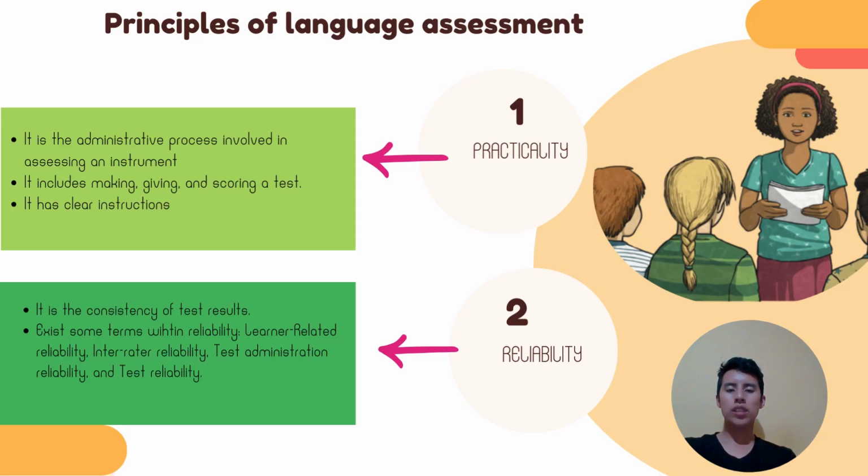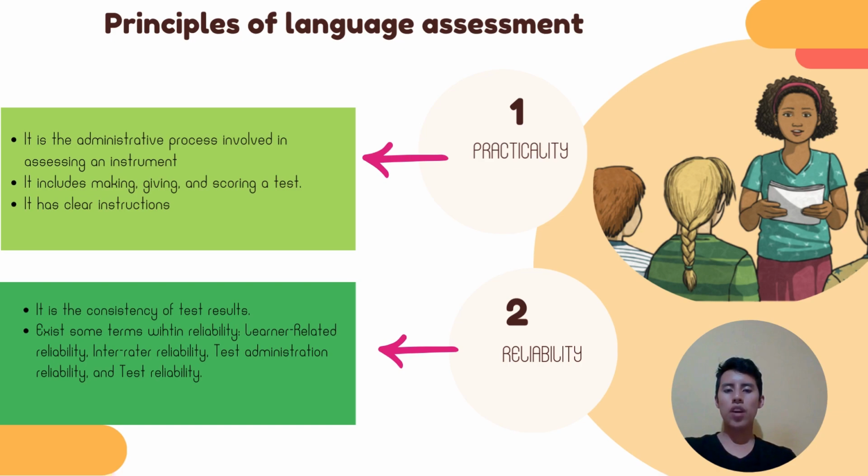Principles of language assessment. Number 1, practicality. It is the administrative process involved in assessing an instrument. It includes making, giving, and scoring a test. Also, we have some main qualities that make a practical test. That is, it does not surpass the budget limits, it is taken within the given time, it has clear instructions, and it uses human and material resources appropriately.